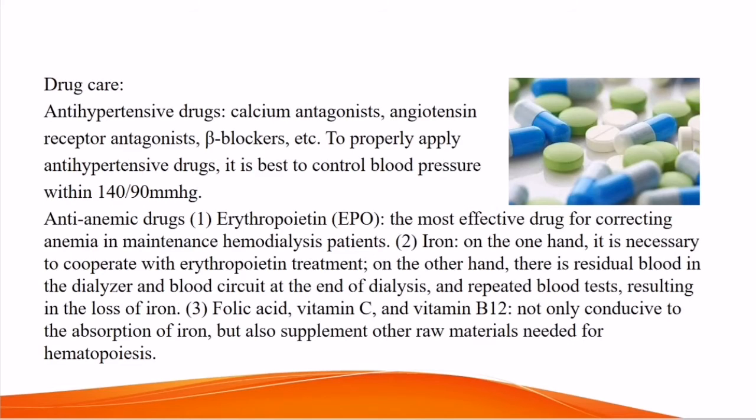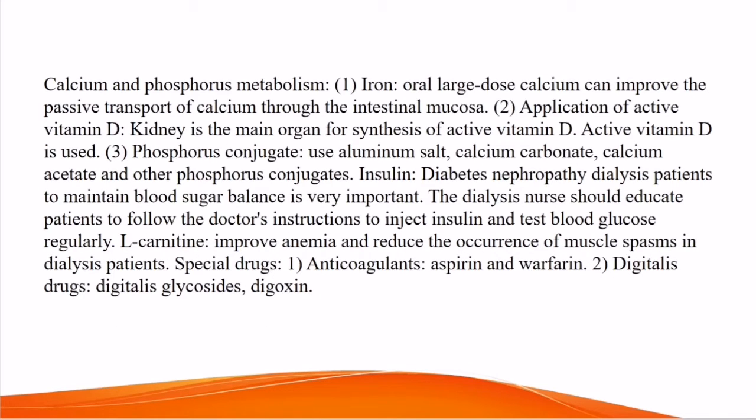Drug care: antihypertensive drugs, calcium agonists, EPO, vitamin C. For the metabolism of calcium and phosphate, active vitamin D. Phosphate binders use aluminum salt, calcium carbonate, calcium acetate, and other phosphate binders. Special drugs include insulin, aspirin, and digoxin.